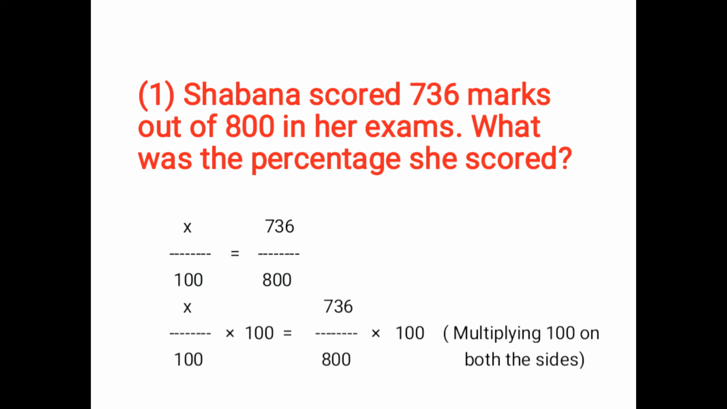Then x upon 100 into 100 is equal to 736 upon 800 multiplied by 100. Multiply 100 on both the sides. We have already studied this in equations, how to do it. Okay, whichever method you feel is easy, you can use that. You can use any method.